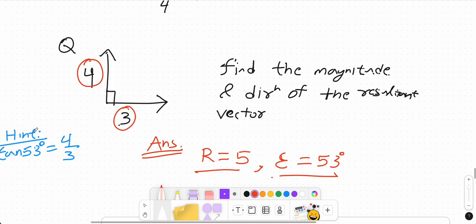To solve this, I am giving you a hint. Tan 53 degrees is 4 by 3. I am not solving it. This is very easy. You can solve it. I have confidence in you. Definitely you can solve it.